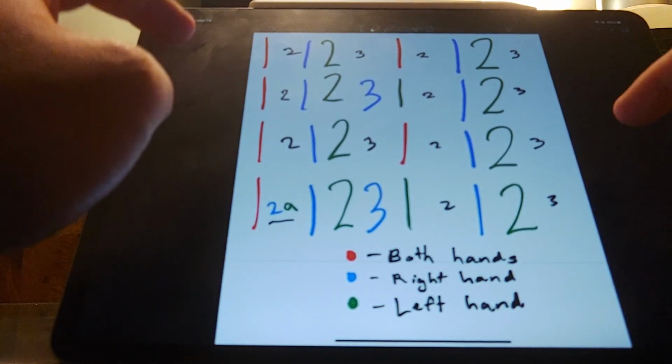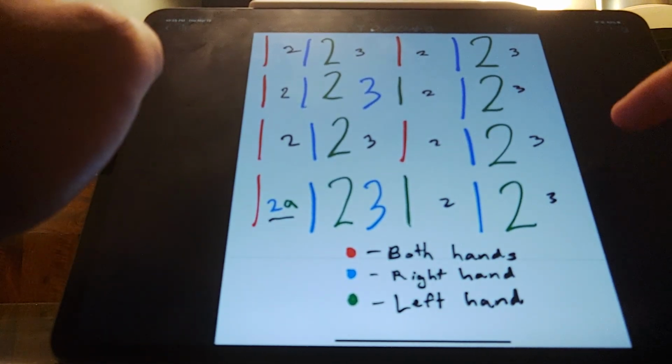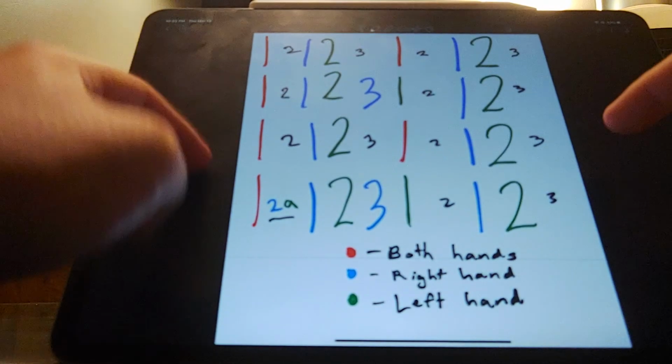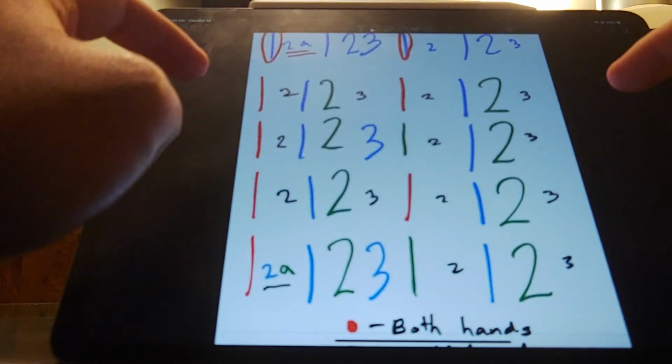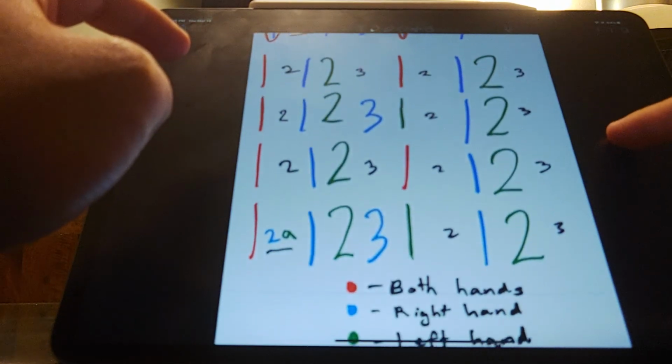1 2 1 2 3, 1 2 1 2 3, 1 2 1 2 3, 1 2 and 1 2 3, 1 2 1 2 3. Oops.